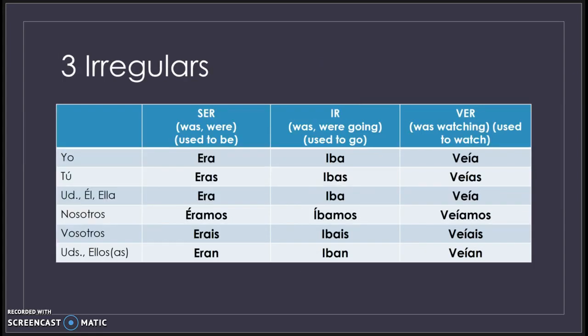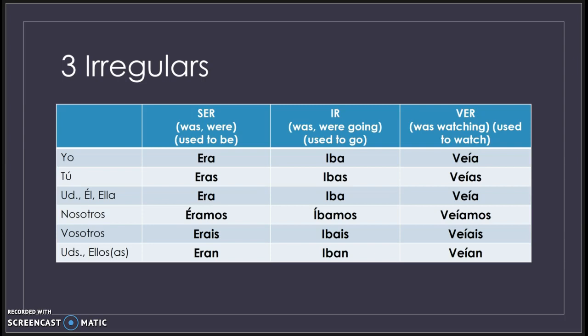The only 3 irregulars that we have in the imperfect are ser, ir, and ver. And technically, ver is not that irregular. Ver merely retains the E when we conjugate. So as opposed to dropping the ER and getting vía, it maintains its E: veía, veías, veía, veíamos, veíais, veían. It even has the same 6 accent marks that all ER-IR verbs do.